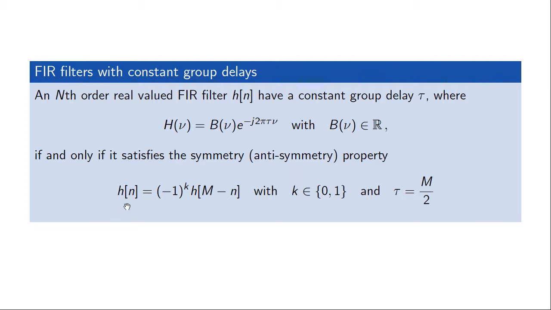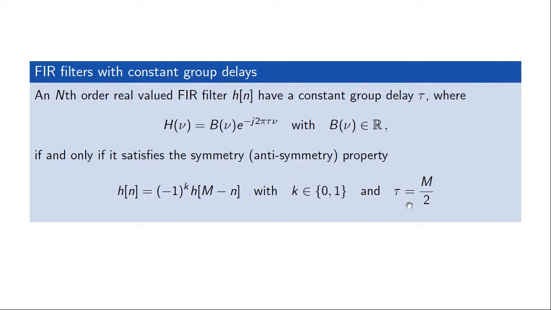So in particular, the FIR filter's impulse response should be equal to itself in a time reversed manner times either 1 or minus 1. And it turns out that the group delay has to be equal to exactly the number of taps in the filter, or the order plus 1, over 2. So the group delay should be the number of taps divided by 2.